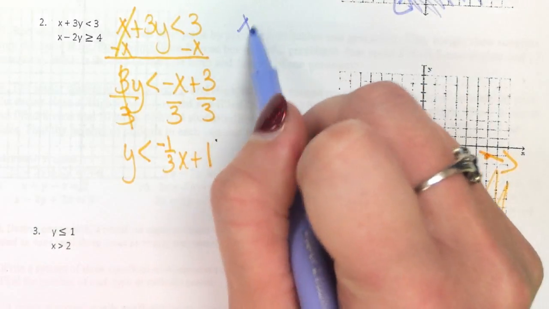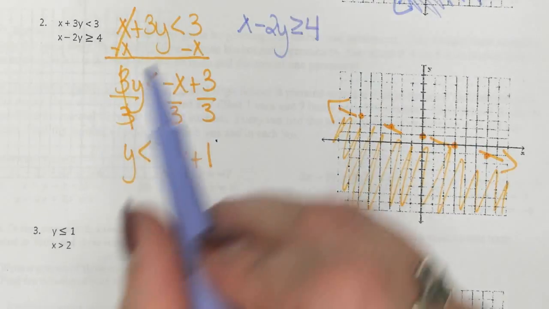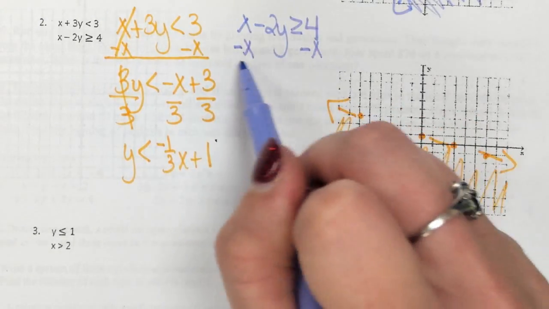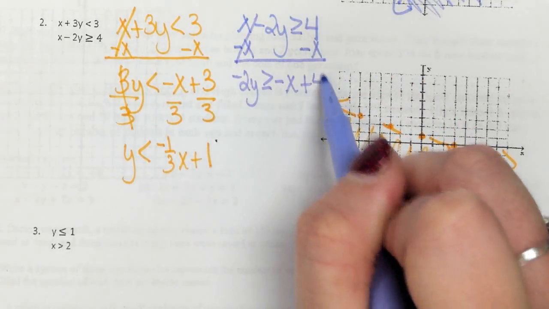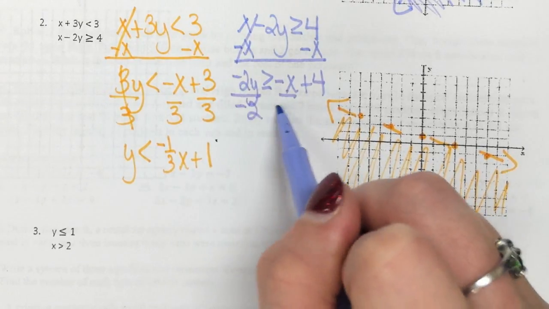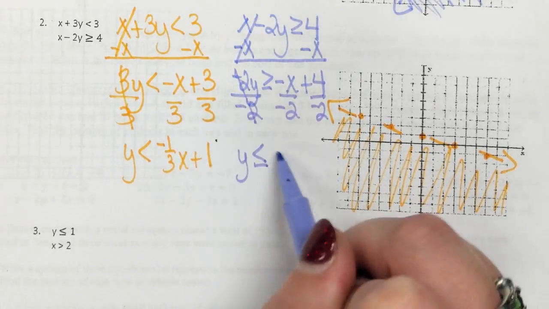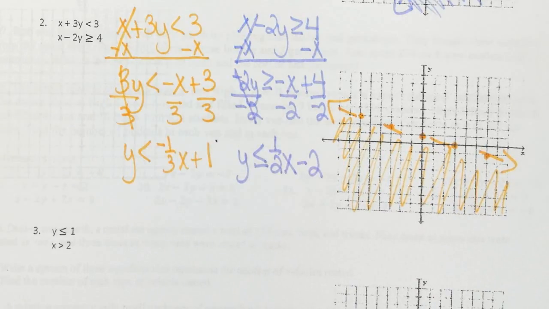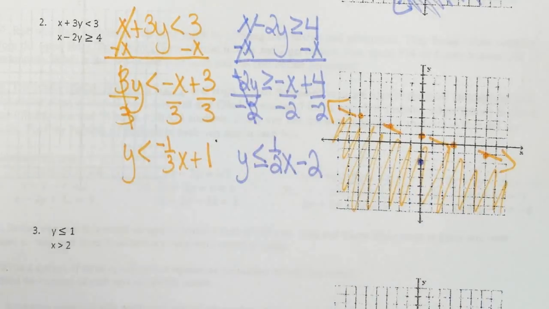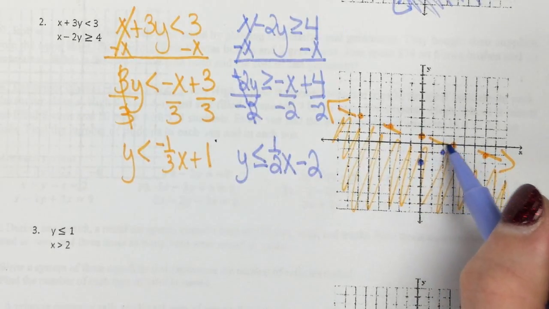All right, then we have another one we have to solve, because we have a system of inequalities. So we're going to subtract the x. What happens when I divide by that negative 2, guys? What flips? There you go. The inequality sign flips. And we get a positive 1/2 x minus 2. All right, so we're going to go down 2 for our y-intercept. And then our slope is up 1 and right 2.